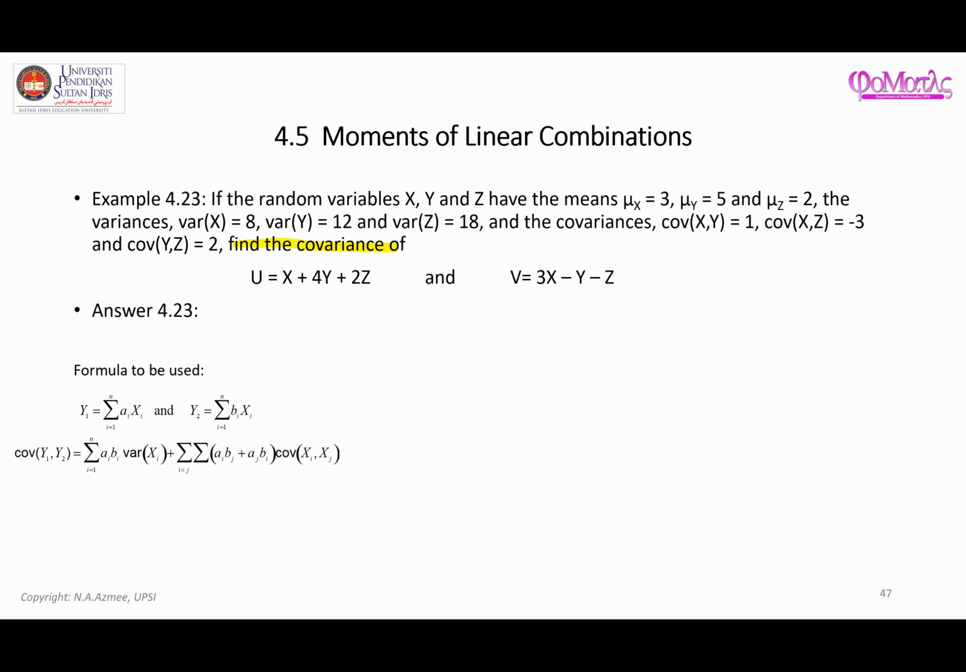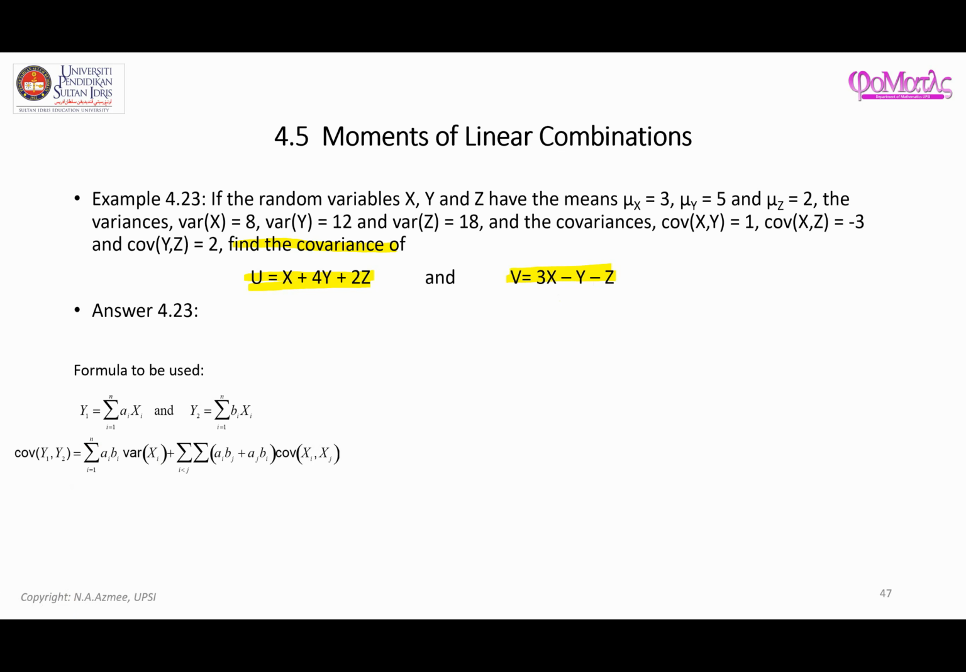In this video, I'm going to give another example related to finding the covariance of two linear combinations. This is the first linear combination, u is equal to x plus 4y plus 2z. And this is the second linear combination, v is equal to 3x minus y minus z. Let me just rewrite that into something that looks like this.